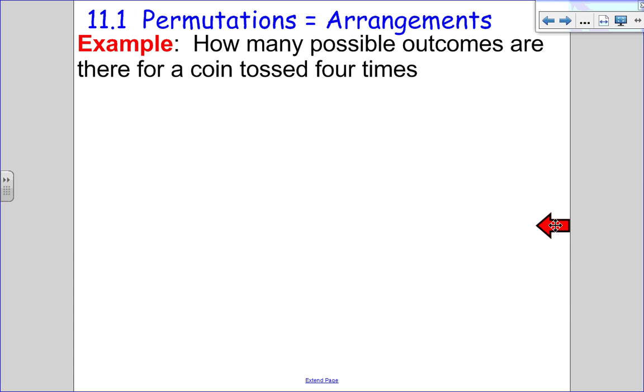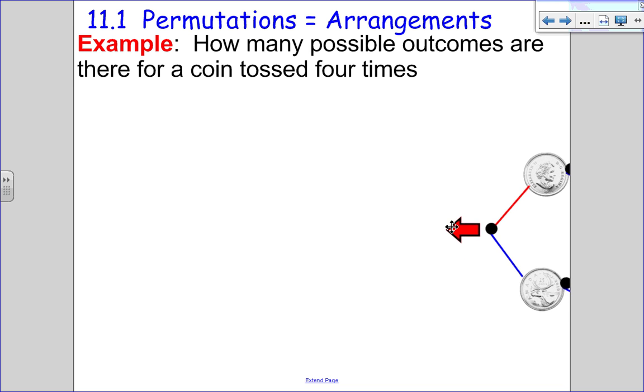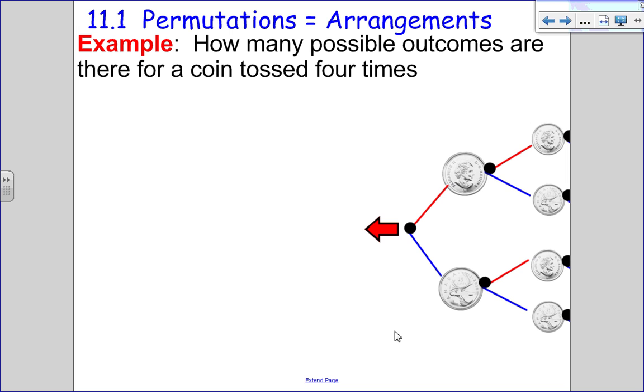So the very first time I toss the coin, I can get heads or tails. But then it starts to branch out from there. If I get heads on the first coin, I could then on the second coin again get heads or tails. Same thing if I got tails here, it could branch out and get heads and tails again. So right now, tossing a coin 2 times, I have 4 outcomes: heads heads, heads tails, tails heads, tails tails.